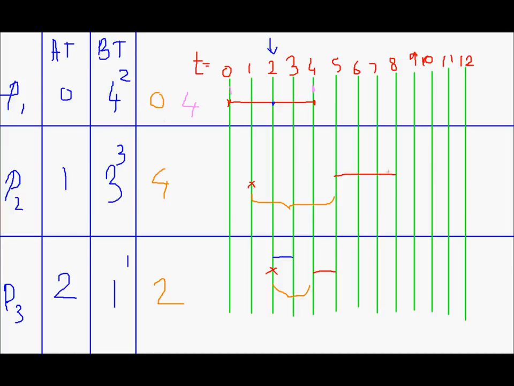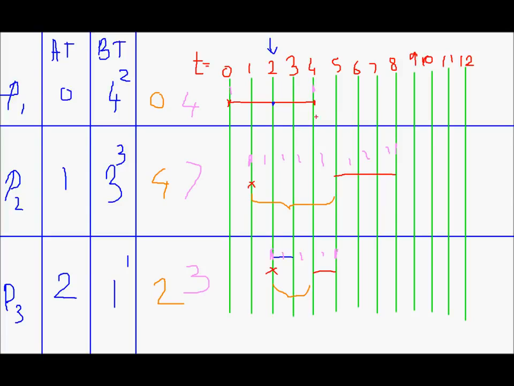Next is P2. P2 completed its execution at this instant, and it arrived over here at instant 1. So the turnaround time of P2 is 1, 2, 3, 4, 5, 6 and 7. Next is P3. P3 arrived at this instant and it completed execution at this instant. So the turnaround time of P3 is 1, 2 and 3. So we completed scheduling using SJF.